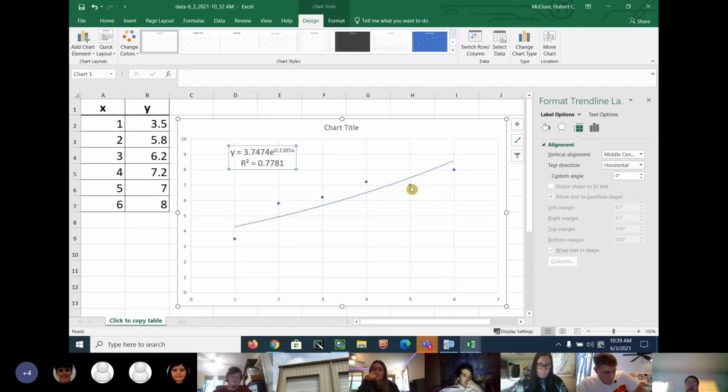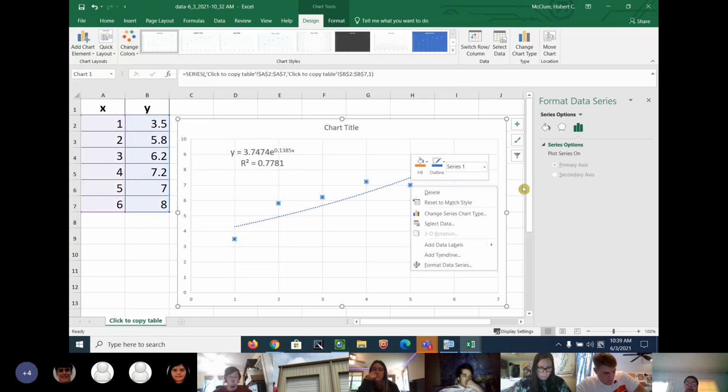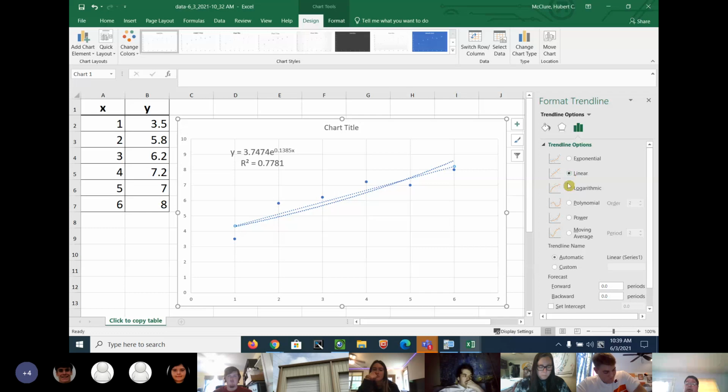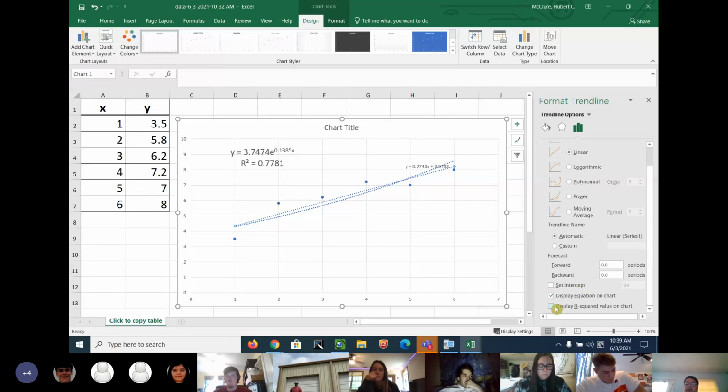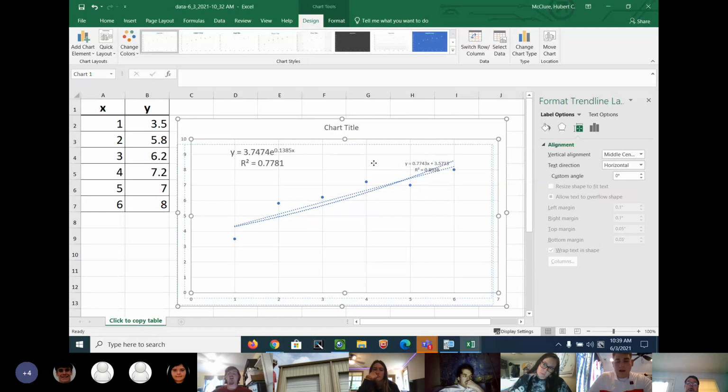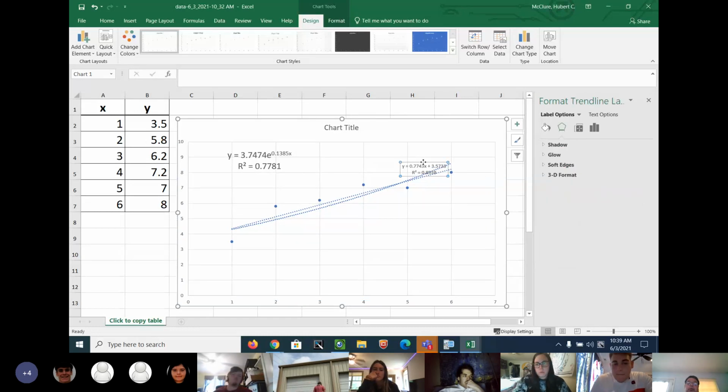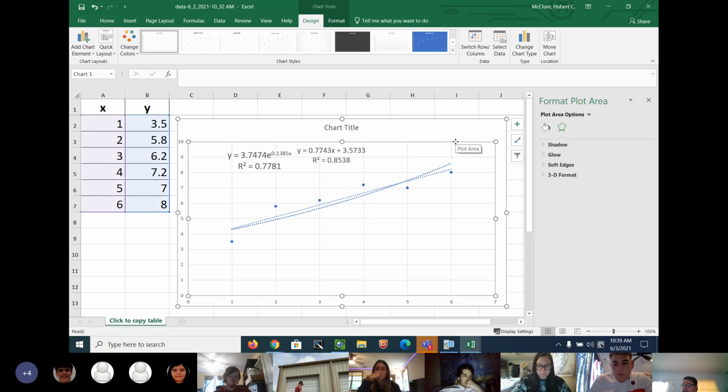Now let's do the linear and display. I'm trying to get there, people. Hold on. There we go. There's the linear. Somebody take the square root of 0.8538. 0.92. Okay, so right now linear is ahead.